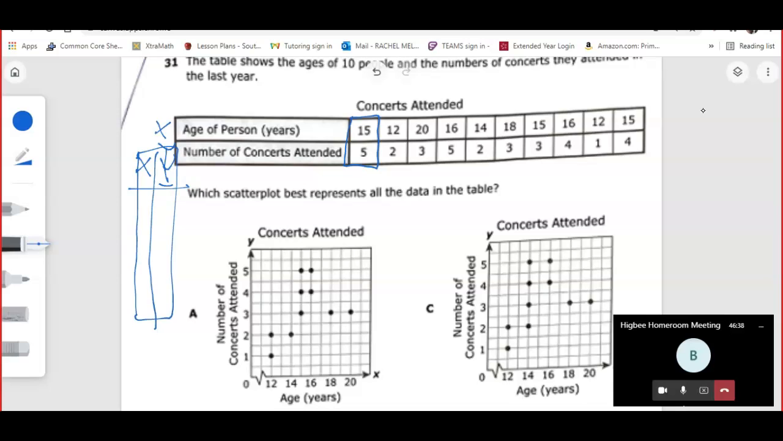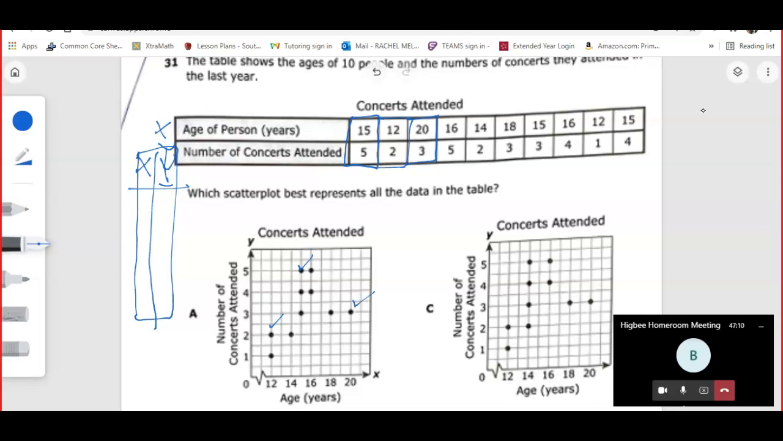So I'm looking for 15, 5. I go over 15 and I go up 5. Is that the point I want? Yes or no? Okay, check mark. My next one is 12, 2. I go over 12 and up 2. Is there a point there? Yes. Then I want 20 and 3. So over 20, up 3. Is there a point? Yes.